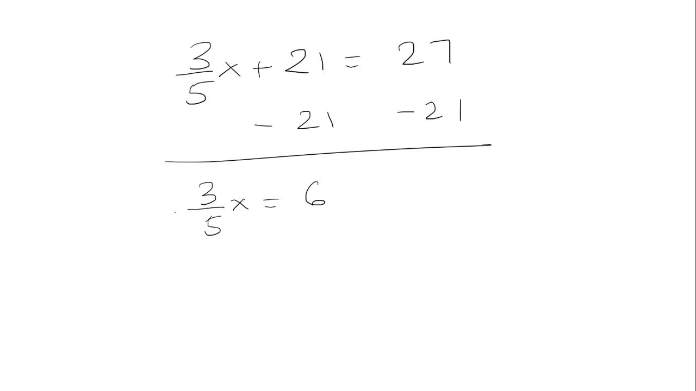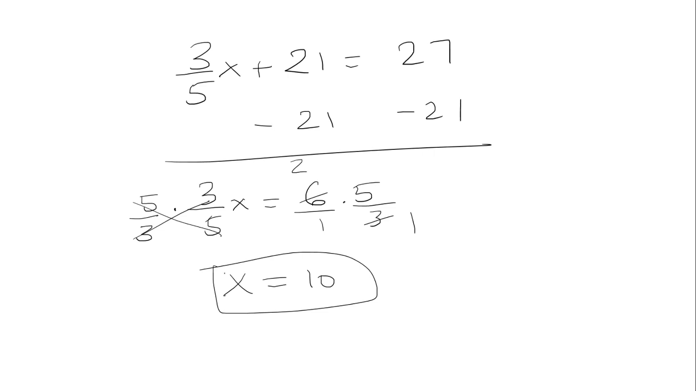Now I'm going to multiply both sides by the reciprocal of 3/5, which is 5/3. The 6, we can put a 1 in the bottom. Those are going to cancel. And then we have 6 over 3 simplifies to 2 over 1. So that's 2 times 5 is 10. So 10 is the answer.